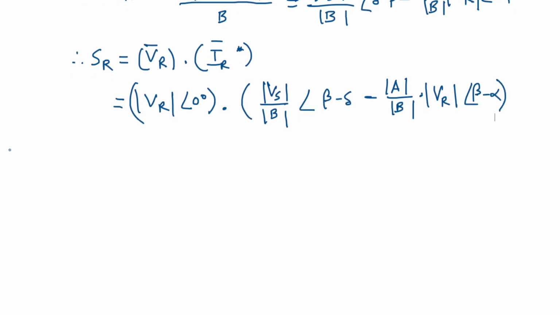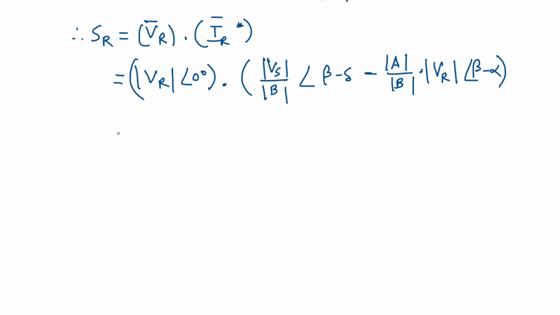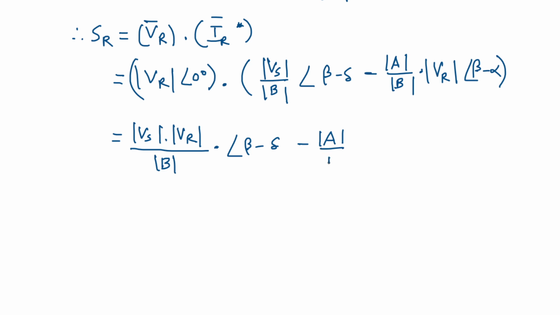On multiplying, we get Vs into VR by B, angle beta minus delta, minus A by B VR square, angle beta minus alpha. So this is the expression for complex power.